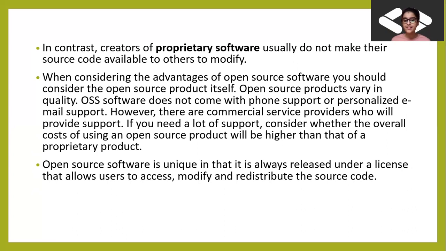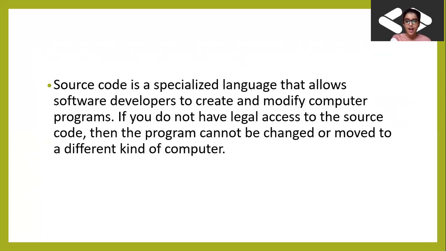Open source software is unique in that it is always released under a license that allows users to access, modify, and redistribute the source code. So we know this, right? Again, we have talked about it before, that source code is a specialized language that allows software developers to create and modify computer programs. We know what exactly source code is. And if you don't have the permission to modify the source code and you don't have the license for it, then probably you cannot do anything with the source code. You can only use the application as a user.